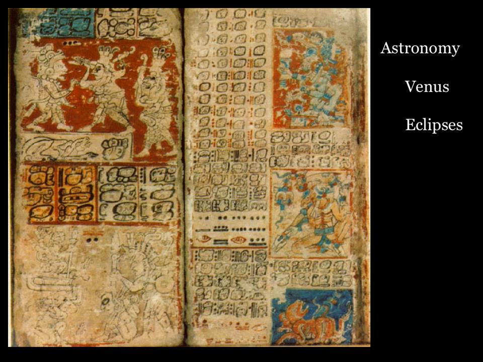They could also predict the eclipses of the sun and the moon, and the priests used this knowledge to impress their followers, who viewed eclipses as dangerous events. The image you see here comes from a codex, and it shows Mayan astronomers observing eclipses and other features of the sky.